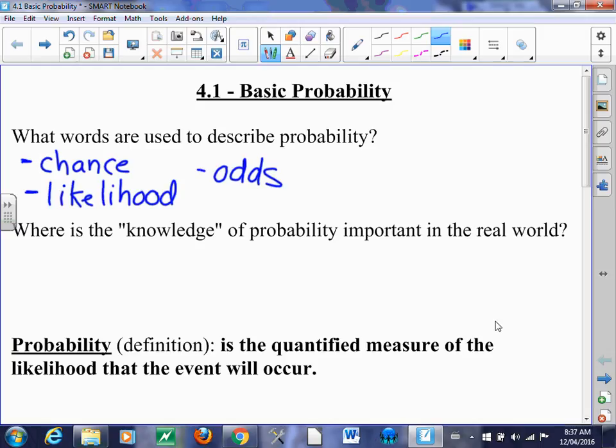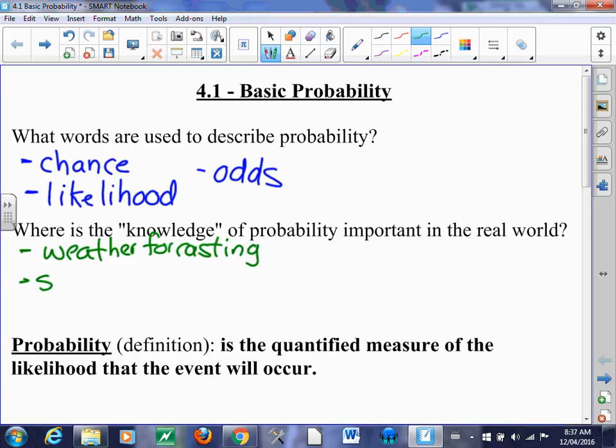So, for example, if you are dealing with a surgery or an illness, the doctors might give you a percentage or a chance that this could occur, or side effects, etc. Okay. So where is knowledge of probability important in the real world? Well, first of all, I just said weather forecasting. For example, there's a 50% chance that it's going to snow today.